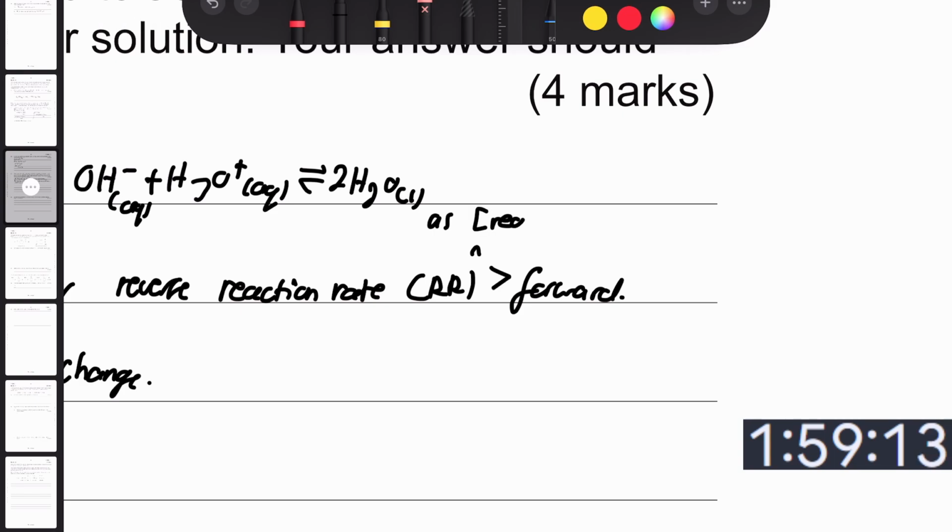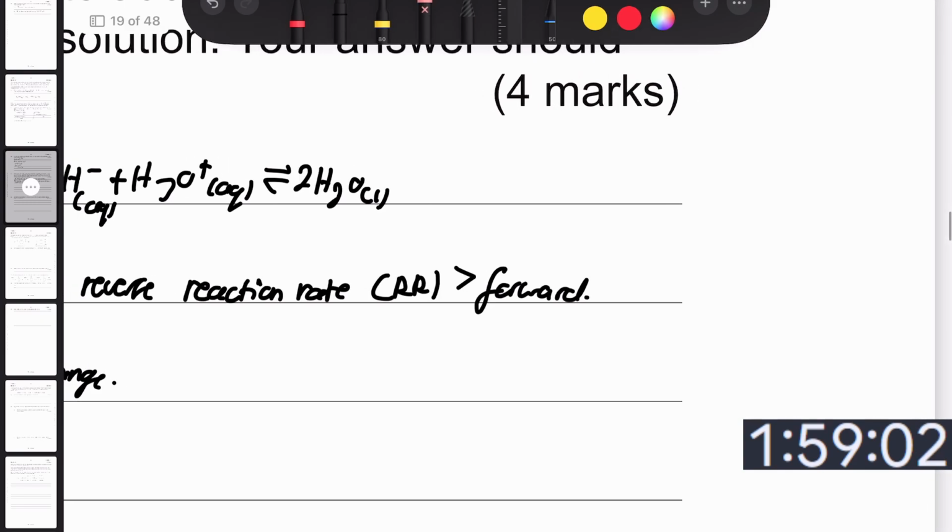As concentration of reactant, as less frequent collisions. I'll do it here.